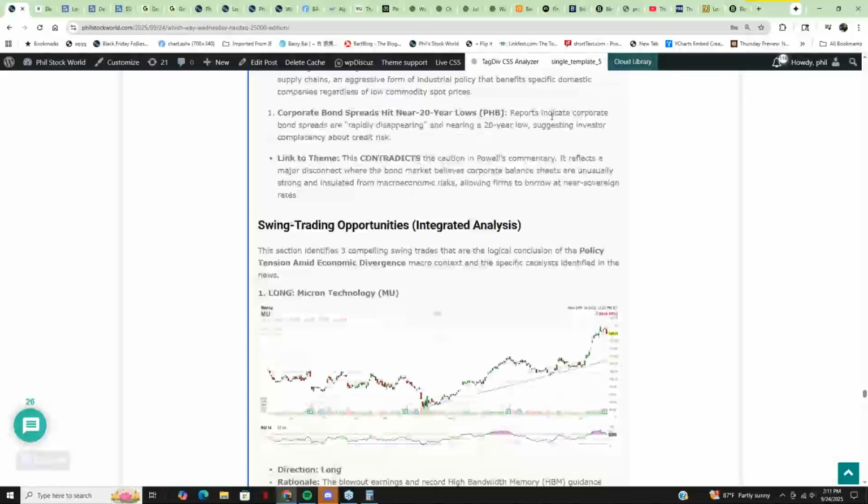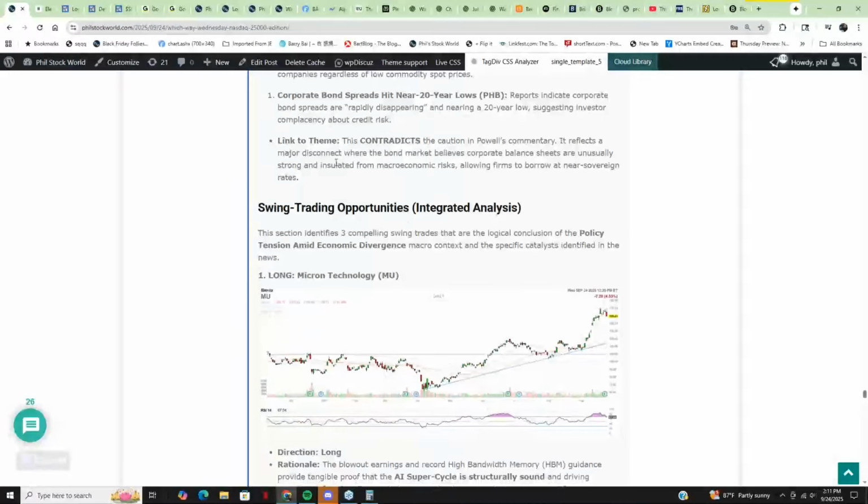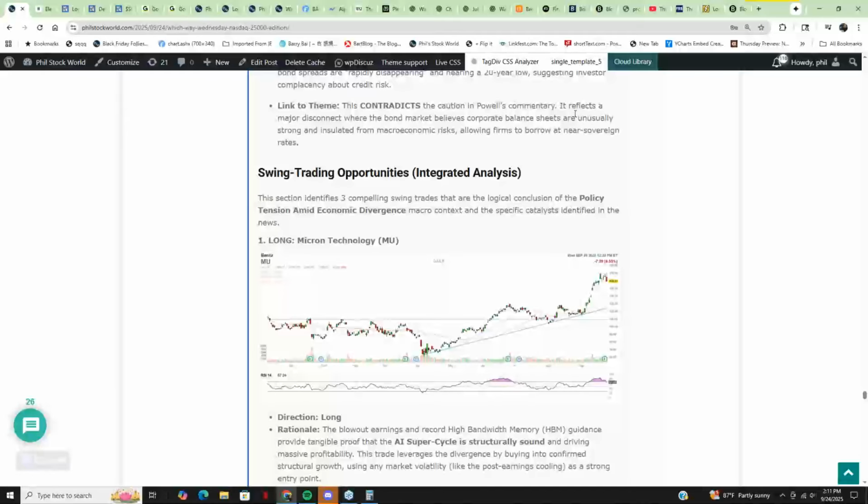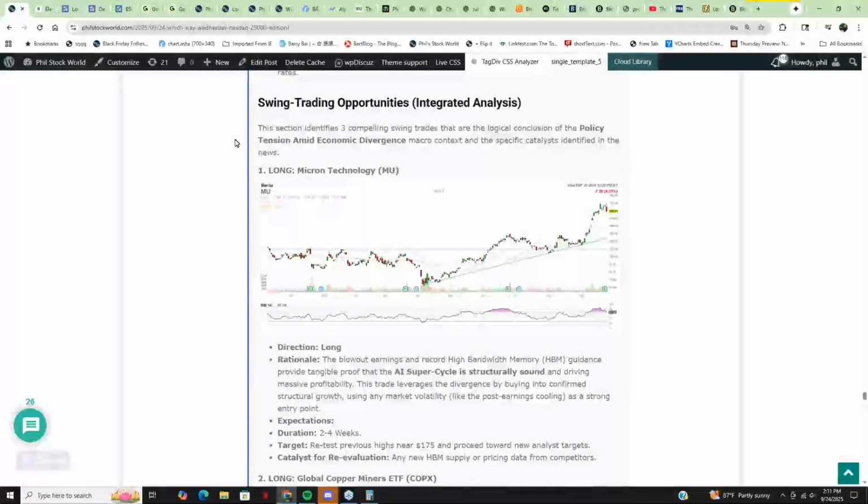Corporate bond spreads are rapidly narrowing, nearing 20-year lows, suggesting investor complacency about credit risk. This contradicts the caution of Powell's commentary. It reflects a major disconnect, with the bond market believing corporate balance sheets are unusually strong. Blah, blah, blah. Okay, and again, like I said, compared to a country, a corporation is fiscally responsible. Corporations have to balance their budgets. Countries don't.